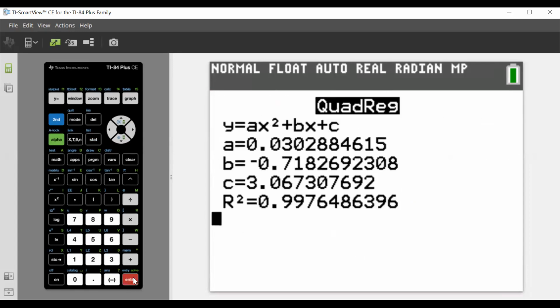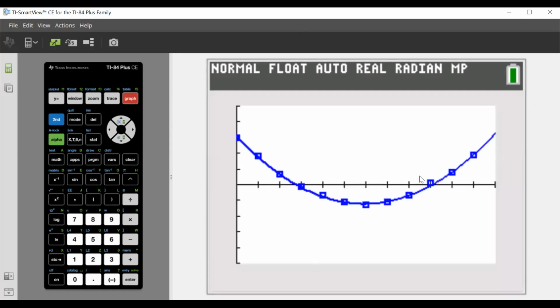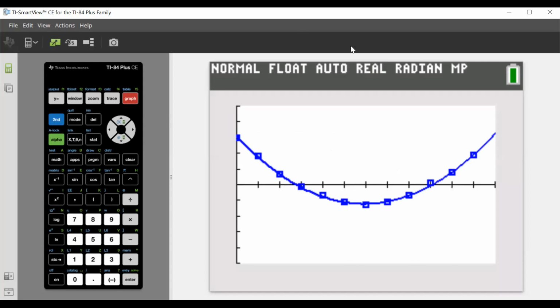And so that's going to be what I consider my equation here. So let's write that down. 0.03, let's go to 3 decimal places, x squared, then negative 0.718, and then 3.067. And okay, so it's pretty good. So let's look at our graph to see if it really does fit. Yeah, that looks pretty good. Let's go with that. All right.